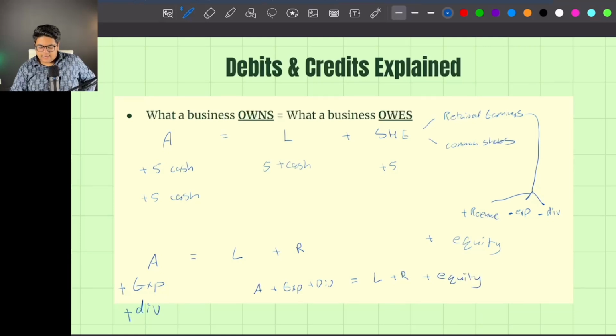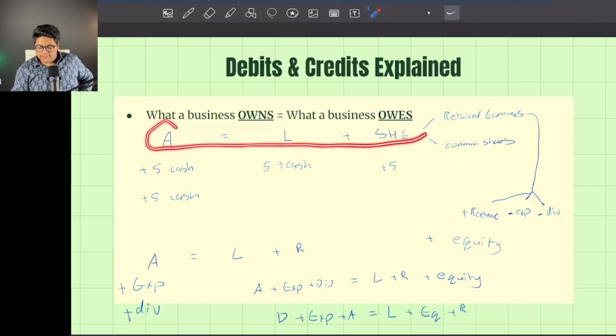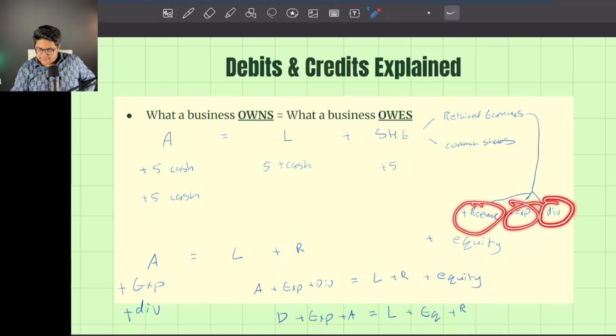Now, you might have heard of the dealer equation. If you just swap around some of these, like if you put D first, then you put your expenses, then you put your assets, then you equal that to your liabilities plus your equity plus your revenue, you get your dealer equation. Dividends plus expenses plus assets is equal to liabilities plus equity plus revenue. This is how the dealer equation is derived. First, it starts off with your assets equals liabilities plus shareholders' equity. Then it breaks that down into your revenues, your expenses, your dividends, and then you also have your equity itself.